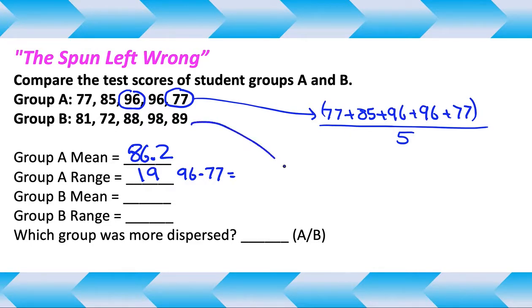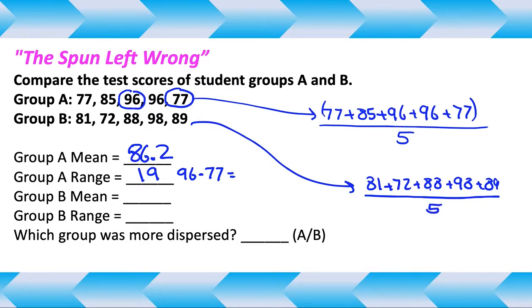Group B, let's find the average of group B. Let's do 81 plus 72 plus 88 plus 98. Ooh, that's a good score. Plus an 89. All right, and we'll divide by 5. There we go.